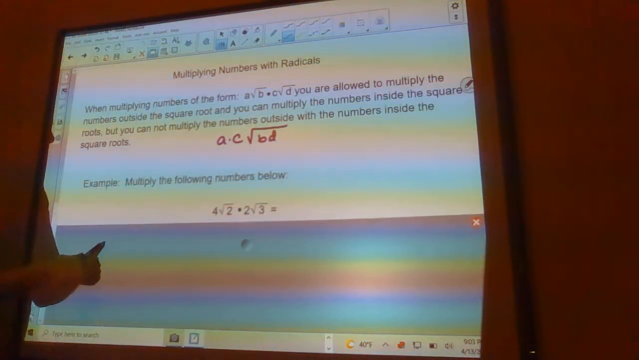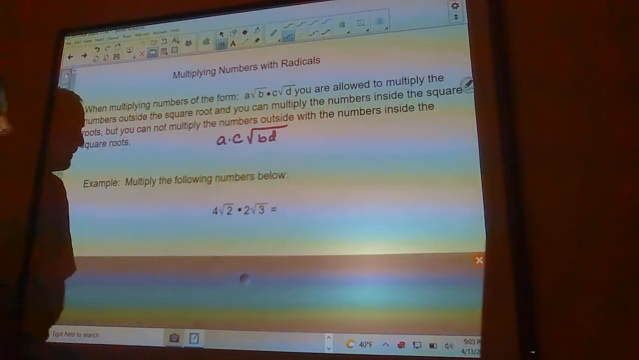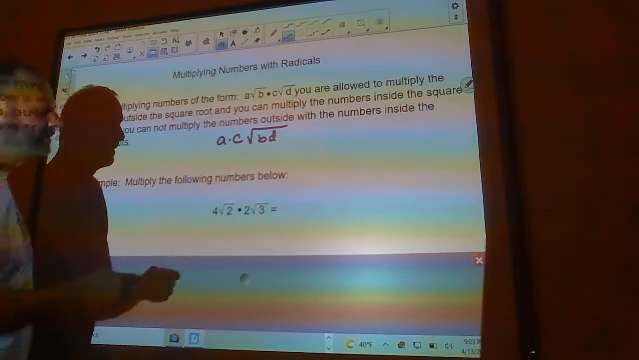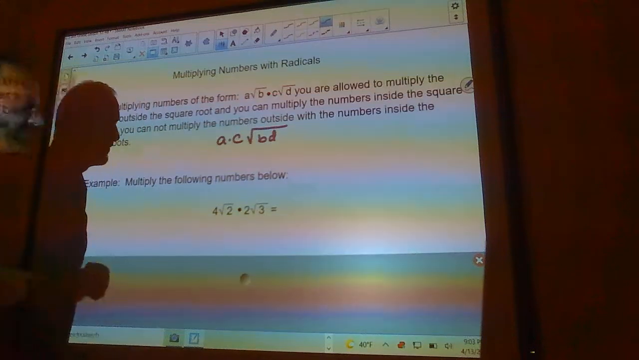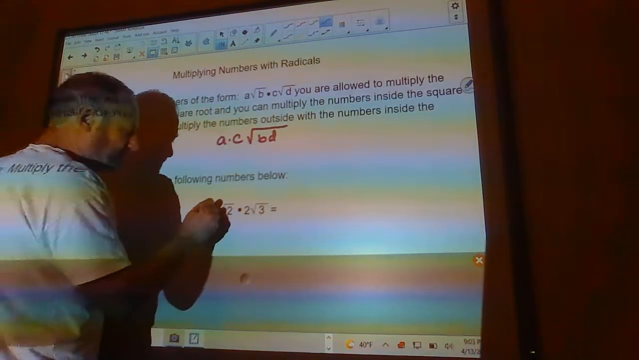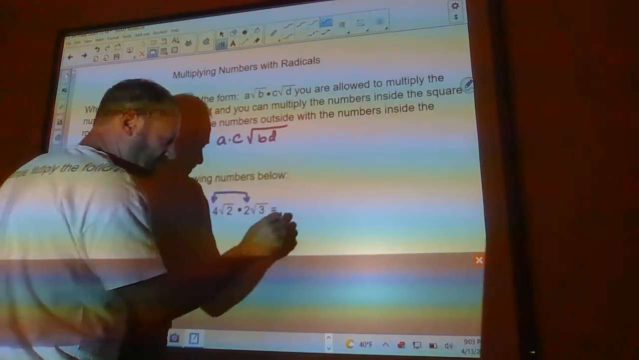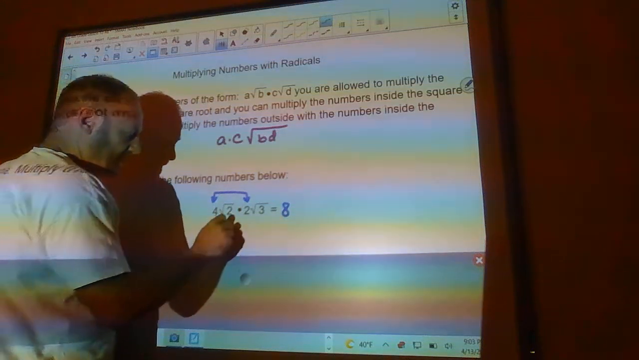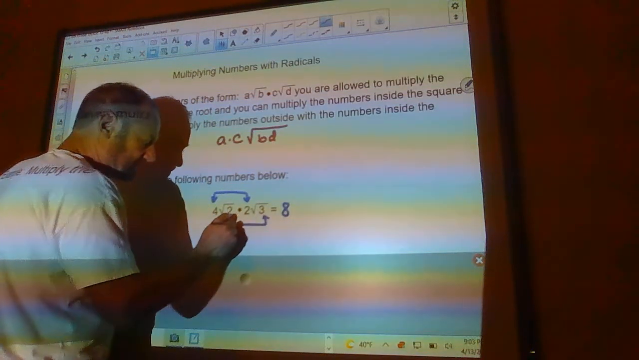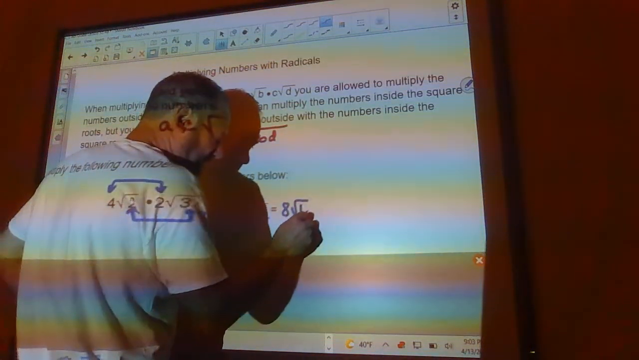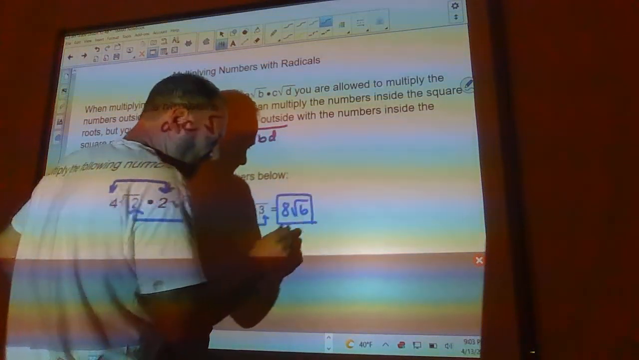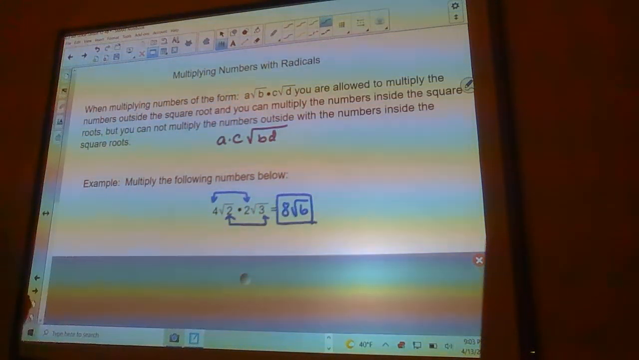Okay, so for example, let's look at this one. 4 square roots of 2 times 2 square roots of 3. Well, I can multiply the 4 times 2, that's 8. And I can multiply the square root of 2 times the square root of 3, that's the square root of 6. And I'm done because square root of 6 is simplified as far as it's going to go.